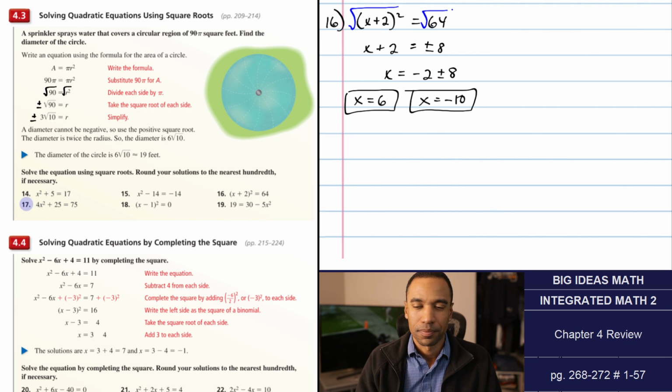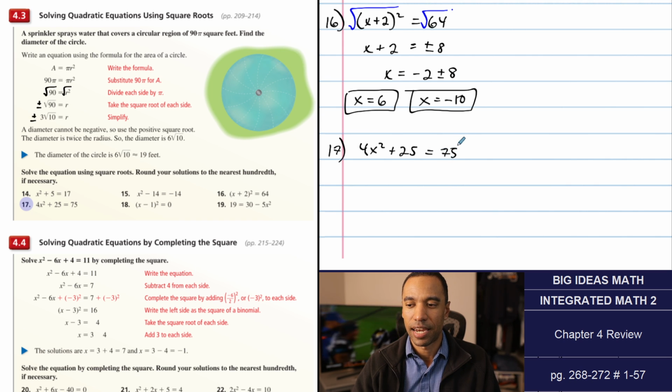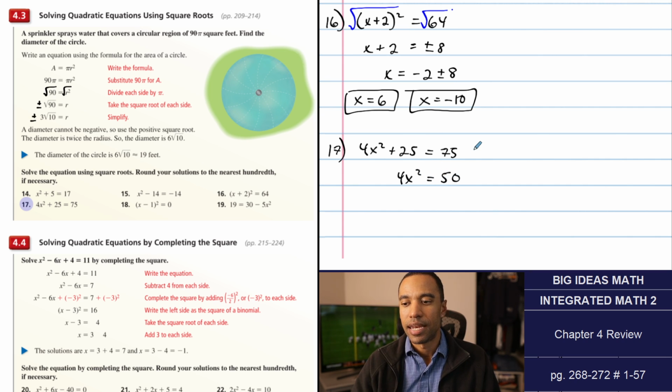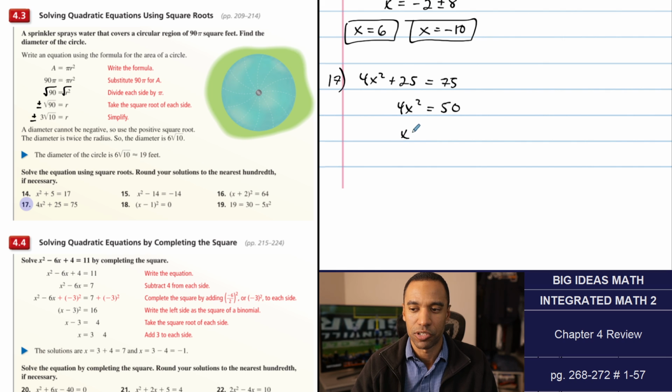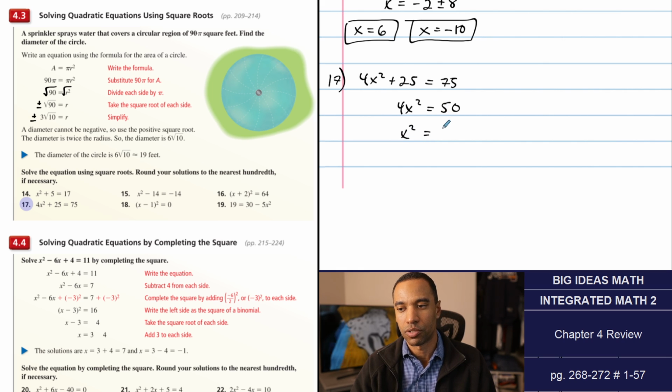Number 17. 4x squared plus 25 equals 75. Let's once again get the x squared by itself, but it takes 2 steps this time. You subtract 25 from both sides, which is a crucial step. Now, you could take the square root of both sides here. I do not recommend it. People forget to take the square root of 4 if that happens. Divide by 4 first, even though a fraction is a result of this.